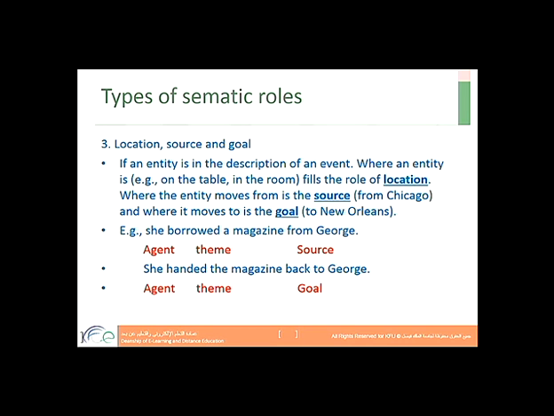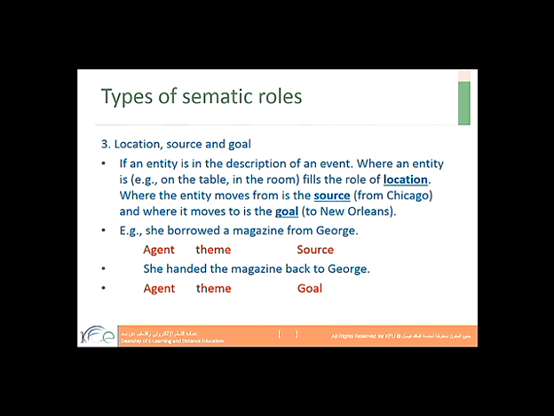The third type of semantic rules is known as location, source, and goal. If an entity is in the description of an event, where an entity, such as on the table, in the room, etc., fills the role of location. Where the entity moves from is the source, and where it moves to is the goal.